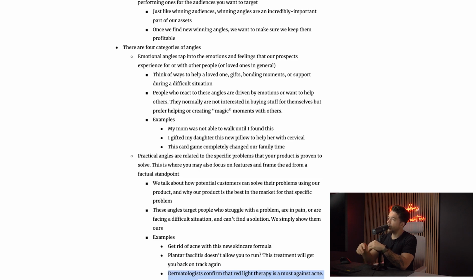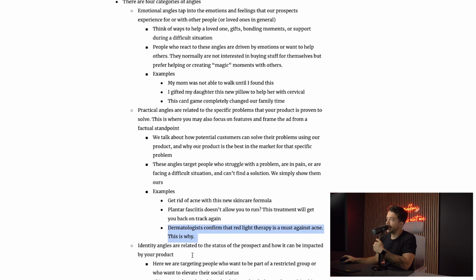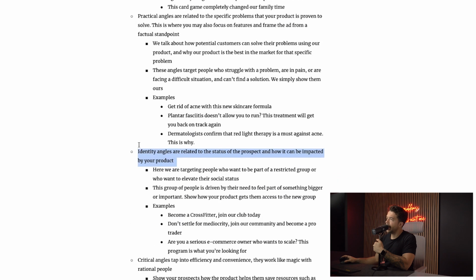Now, moving forward, we have the identity angles. Identity angles are related to the status of the prospect and how it can be impacted by your product. Here we are targeting people who want to be part of a restricted group or who want to elevate their social status. This group of people is driven by their need to feel part of something bigger or important. Show how your product gets them access to the new group.